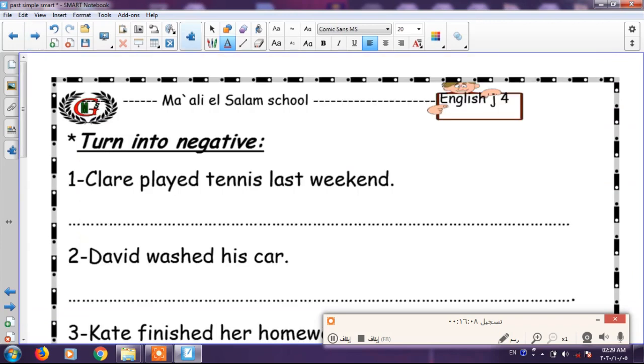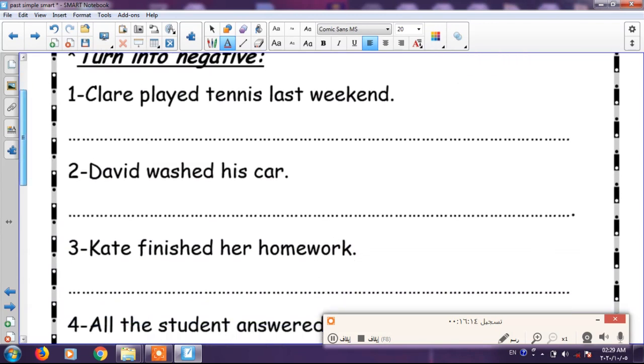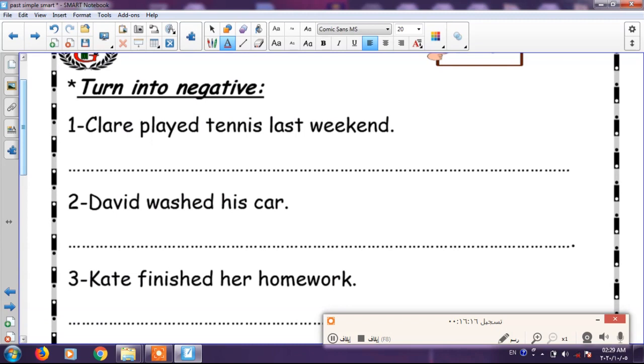Okay, here we will turn those sentences into negative. Remember Junior 4, I said in the negative form of the past simple I use didn't, and after didn't the verb becomes in the infinitive. Okay, let's read number 1. Claire played tennis last week.